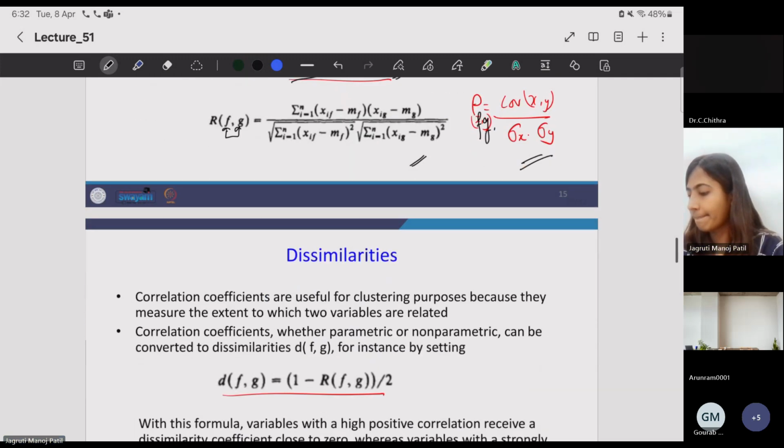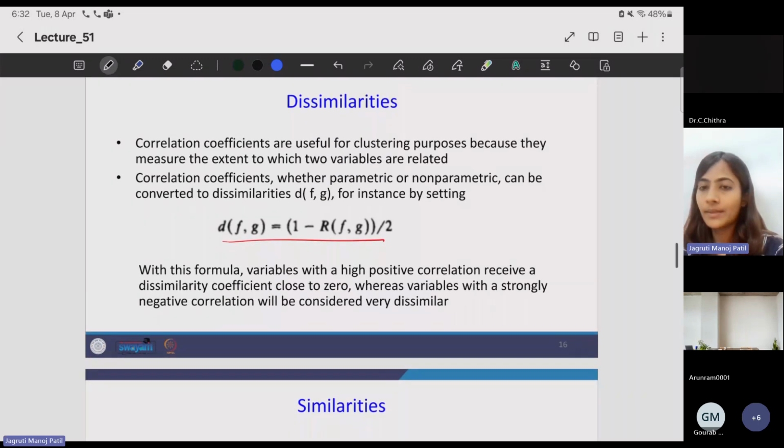Okay. And the distance in between the two matrices, that's how you compute the distances there. So the formula is like you get a dissimilarity coefficient which is close to 0, whereas a variable with a strongly negative coefficient will be considered very dissimilar. So this is how you interpret it when you are doing some correlation analysis, when you're trying to compute the correlation coefficient.